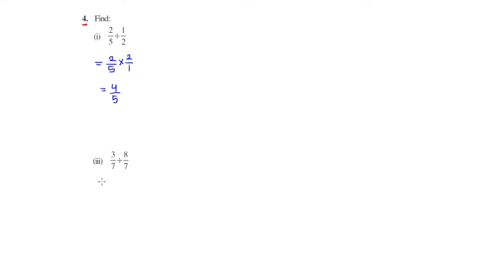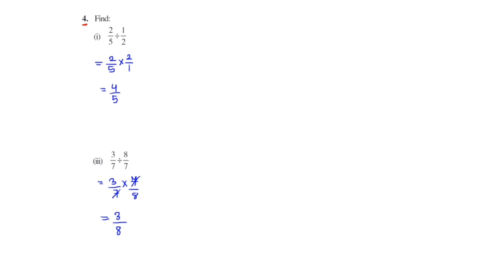In the third part, we will do the same. We will write 3 over 7 times, now flip it, or find the reciprocal of 8 by 7. You will get 7 over 8. Clear? Now there's a common factor. 7 times 1 is 7, so we can cancel it also. 3 times 1 is 3. 8 times 1 is 8. So 3 over 8 is the result of this question.